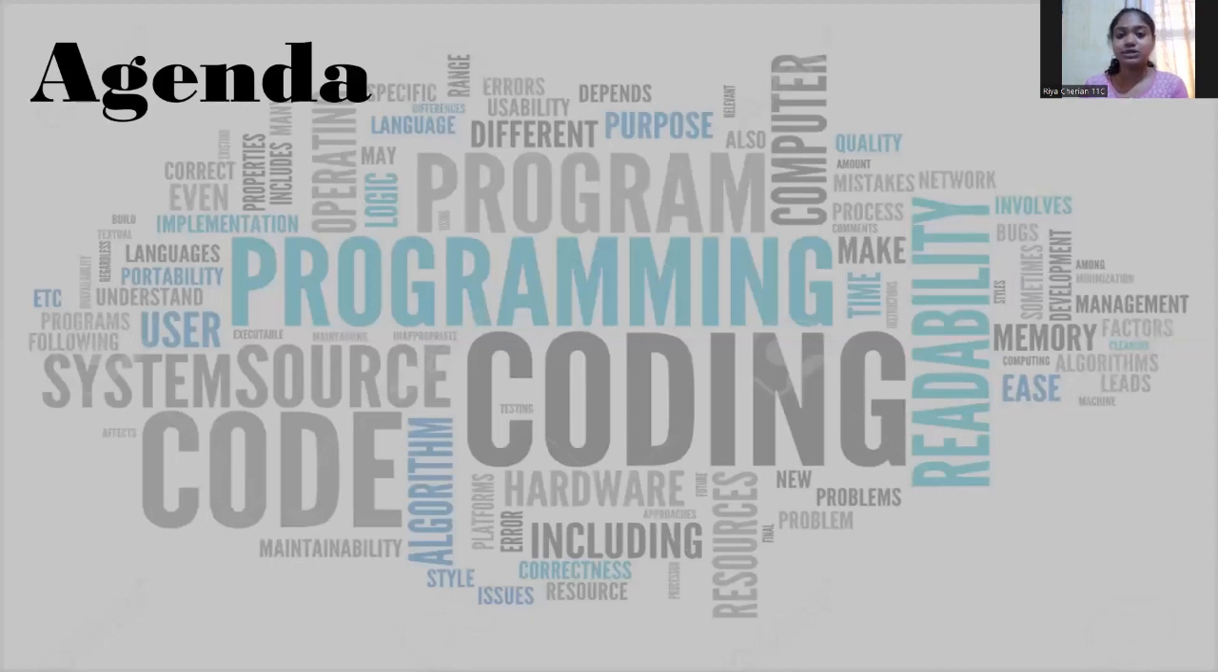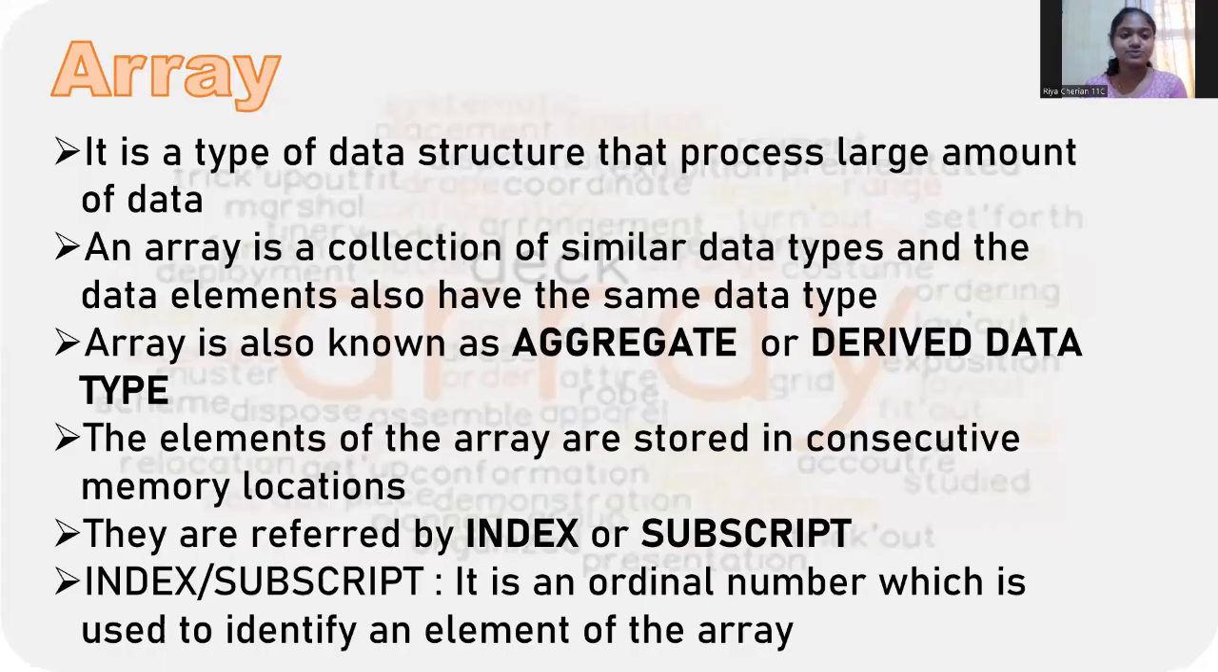Today I will be giving a presentation on the following topics, that is arrays and pointers. Arrays. It is a type of data structure that processes large amount of data. The data elements in an array have the same data type. Array is also known as aggregate or derived data type. The elements of the array are stored in consecutive memory locations. They are referred by index or subscript. Index or subscript, it is an ordinal number which is used to identify an element of the array.